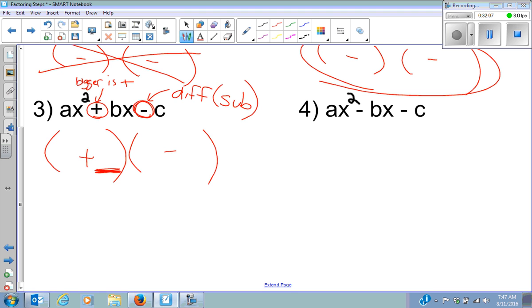Last one. What does this tell me? Different, which means subtract. So right away, I can put plus. I can put minus. What does this tell me, though? Over here, bigger number is positive. What do you think this is going to tell me? Bigger number is going to be with the negative right here. All right, let's do some.